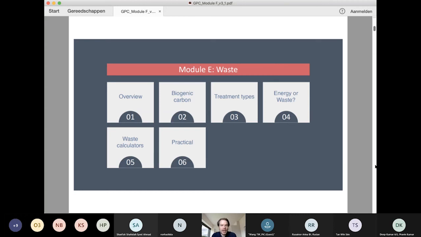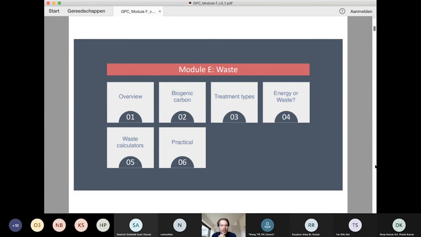We then looked at the different treatment types in a bit more detail. And then we also discussed the issue of when to report emissions as energy or as waste. The key thing here to think about is: is it waste or is it a resource? Does it have a use? If it has no further use, it's waste. If it has a further use, it becomes a resource. And if it's used for energy, either for generating heat or power, it becomes an energy source, and therefore it's captured under consumption of energy or combustion of energy, usually under stationary energy or transportation.